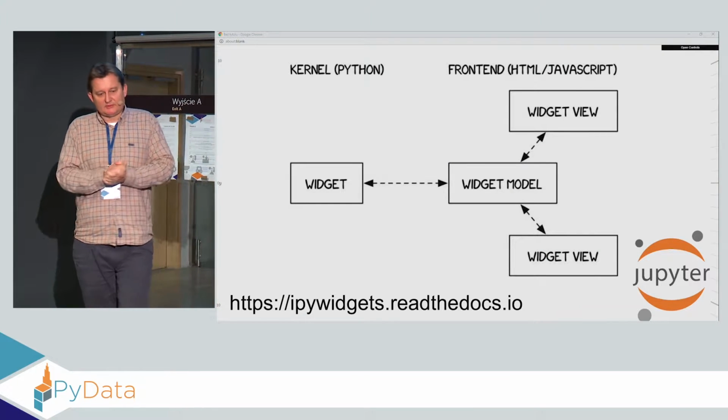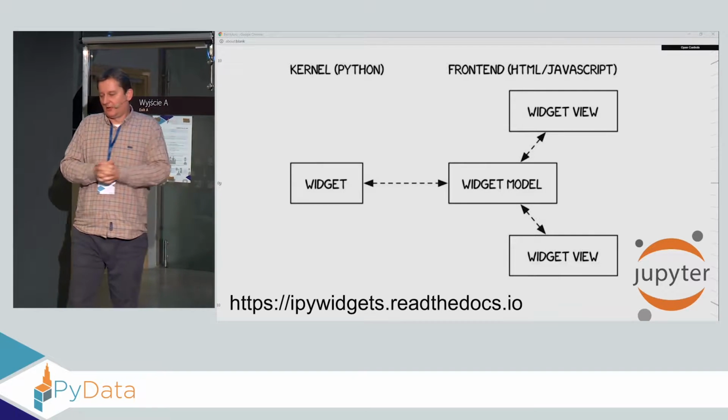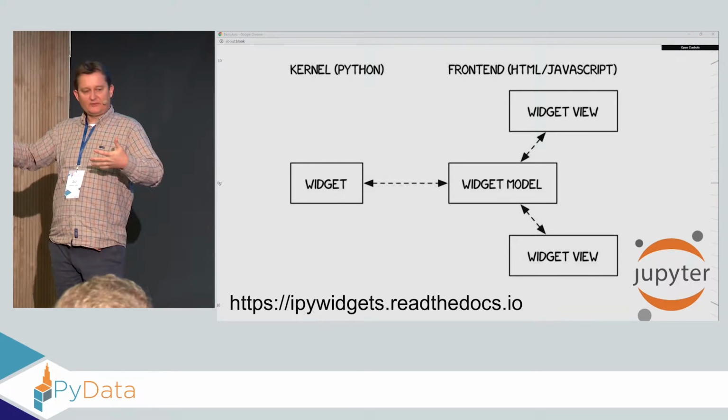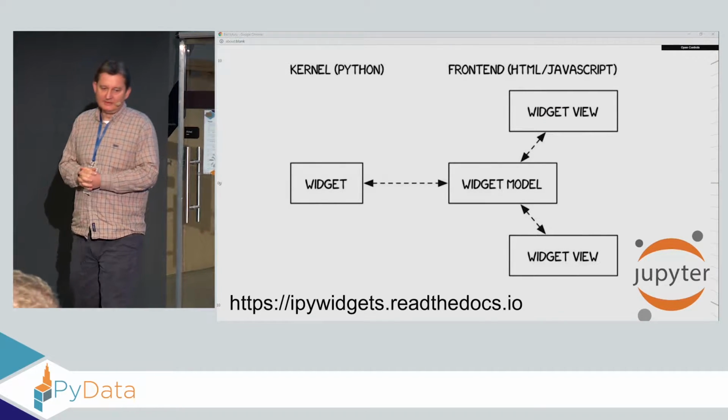So this widget model is the following. We have this kernel in Python, we have a widget object in Python, and we have something in JavaScript which is communicating. And this is a building block which already existed a few years ago.